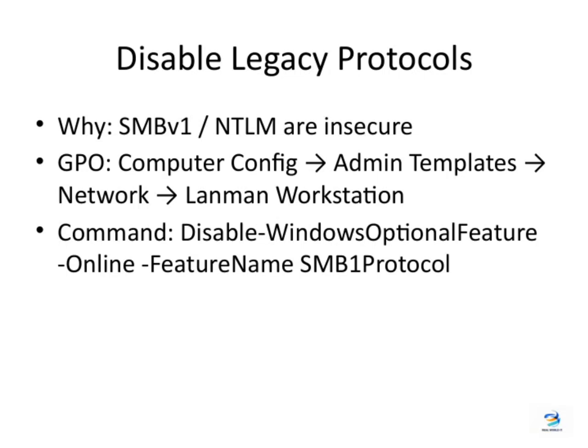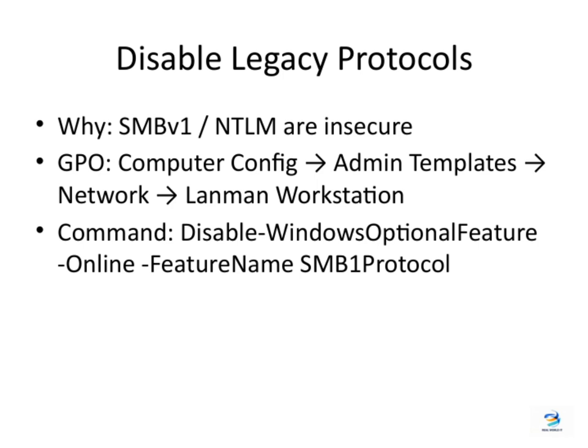Let's talk about why SMBv1 and NTLM are considered insecure today. These protocols, while once standard, now present significant security vulnerabilities that can be exploited by attackers. That's why it's crucial to disable them to protect our systems. To do this, we can use Group Policy settings, navigate through Computer Configuration, then Administrative Templates, followed by Network, and finally Lanman Workstation. This path allows us to manage network-related features effectively.